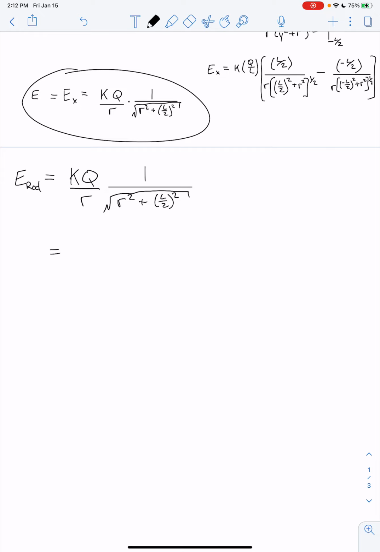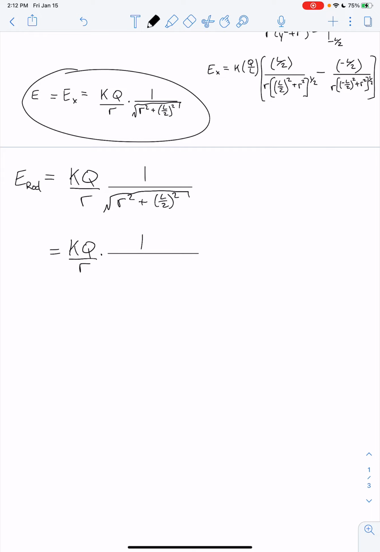Well, let's pull out the L over 2. I would prefer to bring the L out in front, because then Q over L is our linear charge density, or lambda, and so that would make things a little nicer. So let's do that.